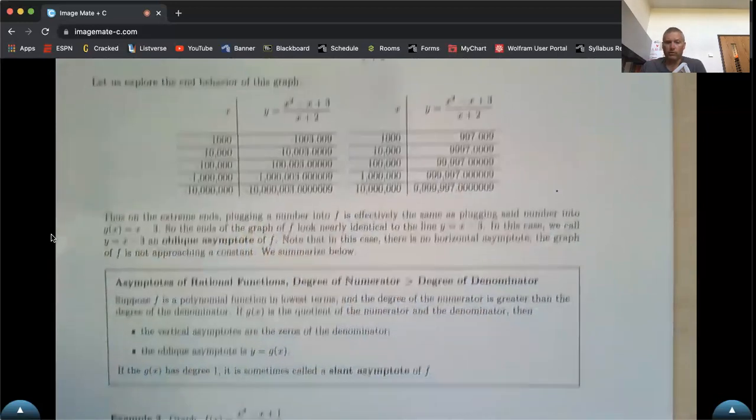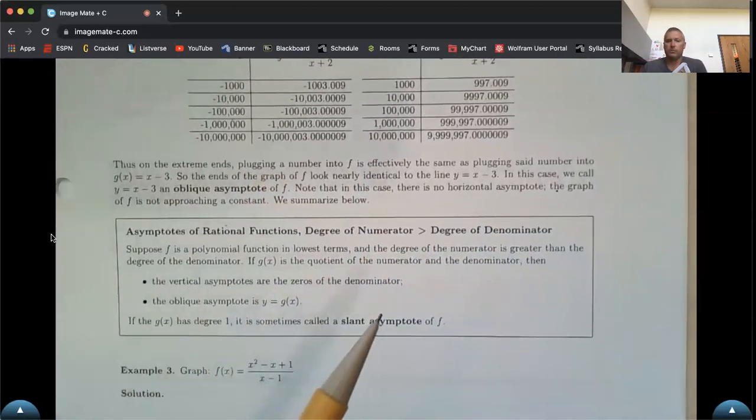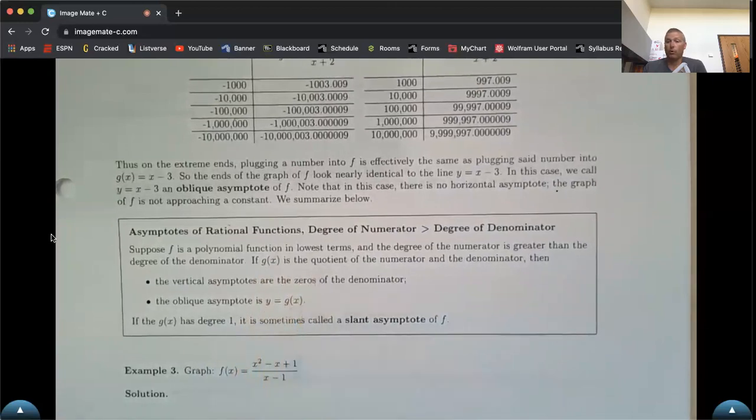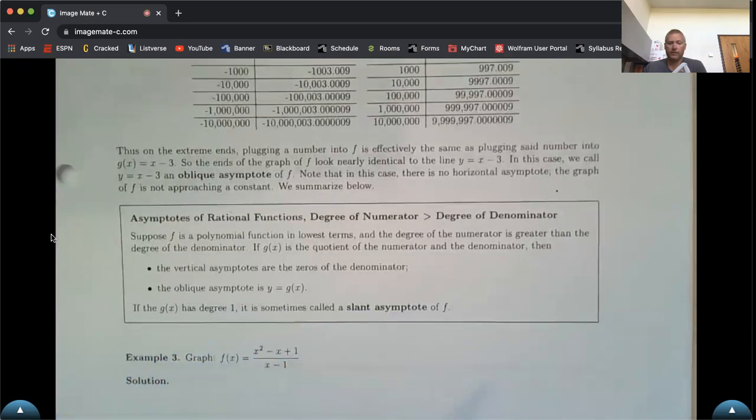So in general, if the degree on top is bigger than the degree on bottom, still assuming it's in lowest terms, the vertical asymptotes are the zeros of the denominator. The oblique asymptote is what you get for the quotient when you divide the top by the bottom. So g of x is the quotient, the whole part before the remainder. If that quotient has degree 1, we sometimes call that the slant asymptote because it's a slanted line, like x minus 3.